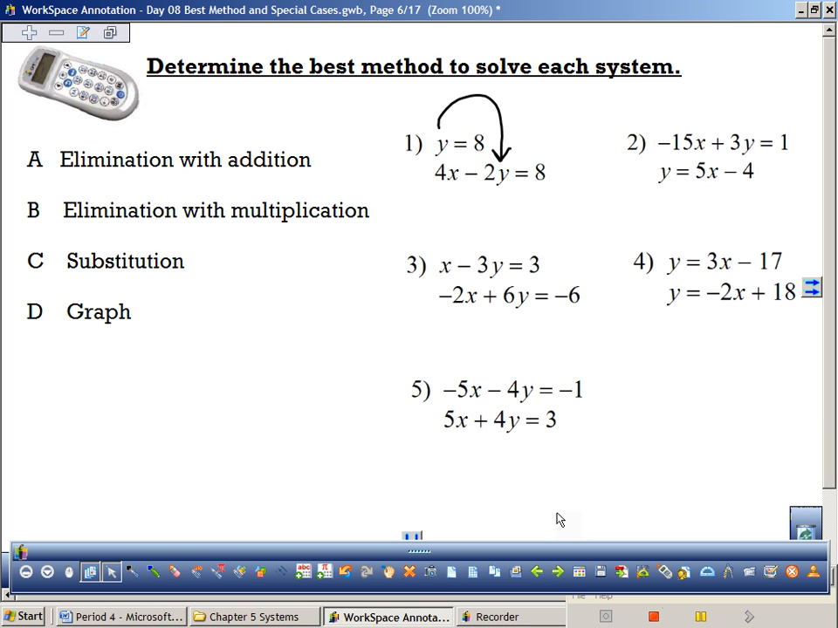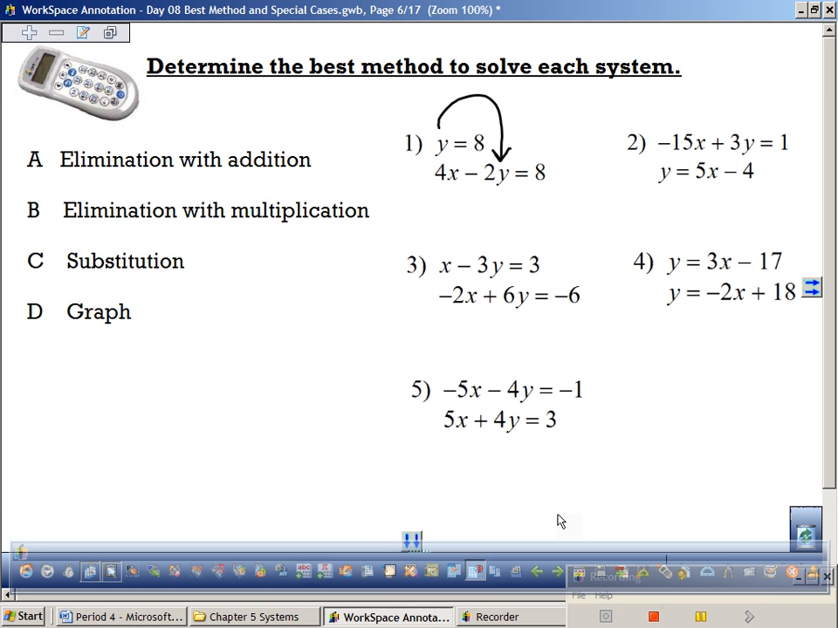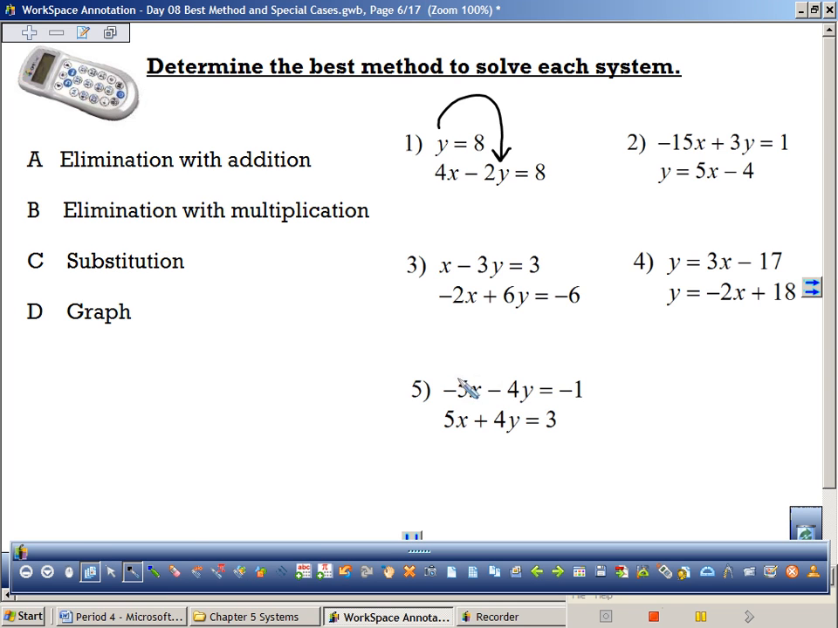Somebody new. Okay, Philip. Oh, there's something easier we could use instead of substitution on this one. Johnny? Elimination with addition, right? They're already set up for you. See that, Philip? Look at that. They're already set up. Hey, what happens when we do this one?